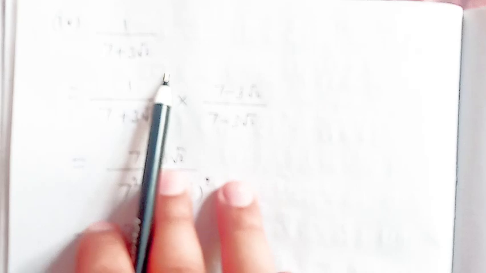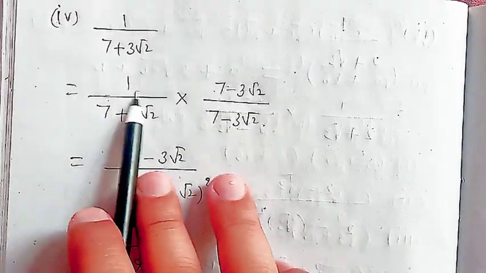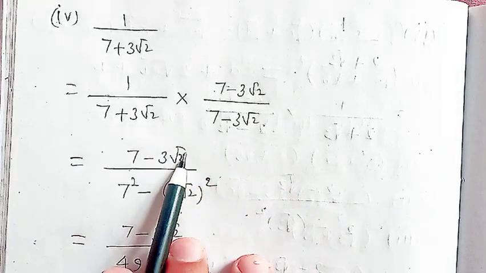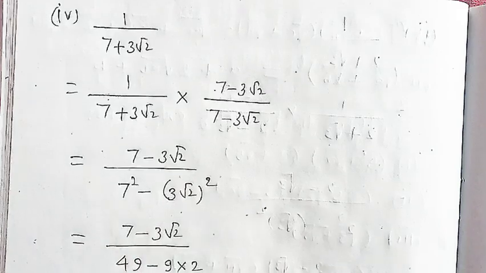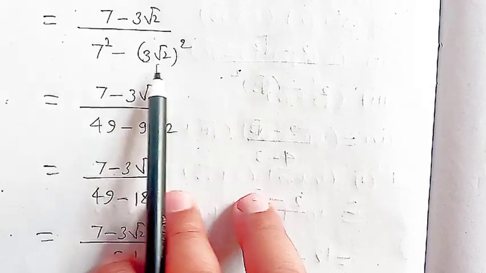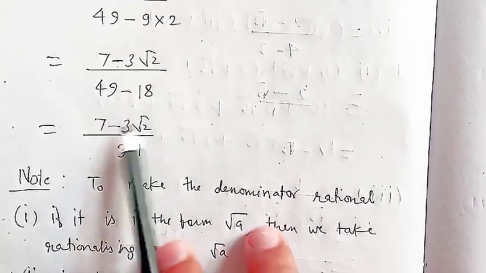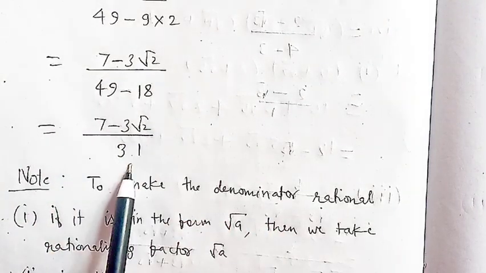One by 7 plus 3 root 2. Here we have to multiply the numerator and denominator after changing this sign. So we multiply the numerator and denominator with 7 minus 3 root 2. Then this gives 7 minus 3 root 2 above, and below a square minus b square. 7 square is 49, 3 root 2 square: 3 square is 9 and root 2 square is 2, so we get 18 here. And lastly we get 7 minus 3 root 2 by 49 minus 18, which is 31.